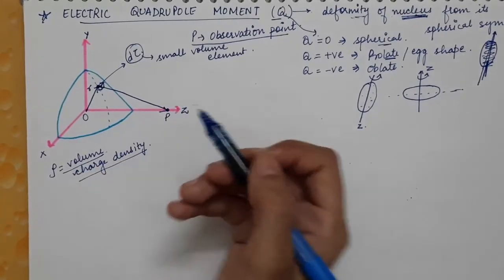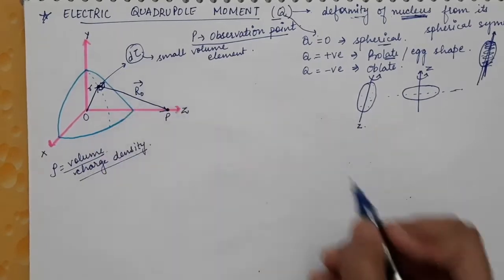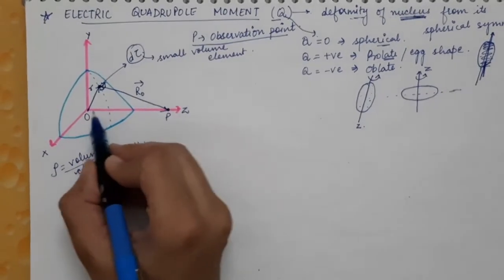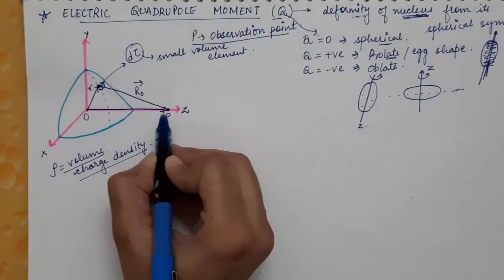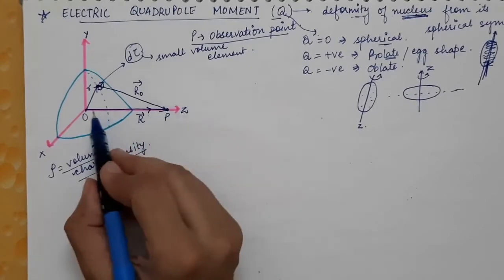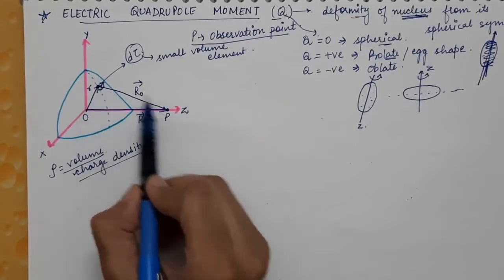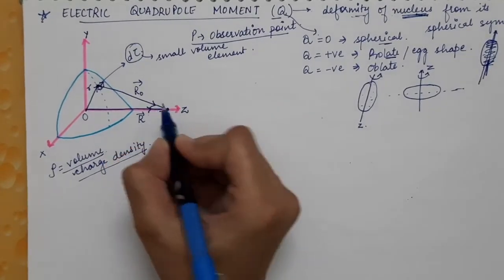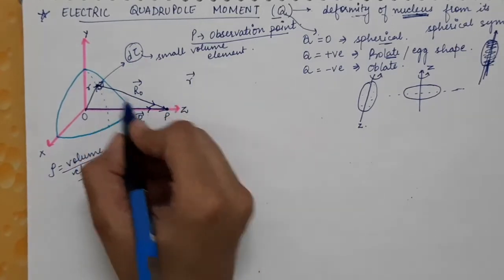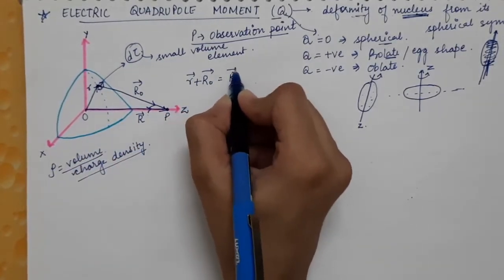Let's say this position vector is r naught vector, and the position vector of point P from the origin, this whole distance, is r vector. So now we have a triangle over here. The directions of all the vectors are shown. So we can simply say that small r vector plus r naught vector will be equal to capital R vector.